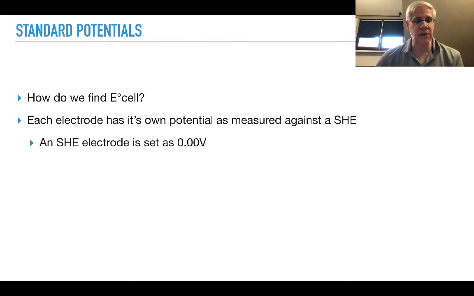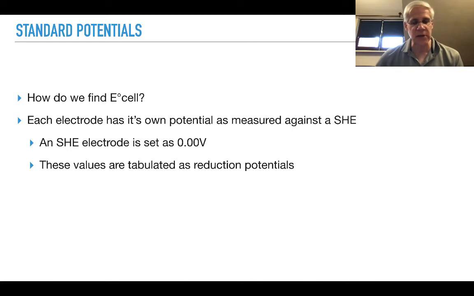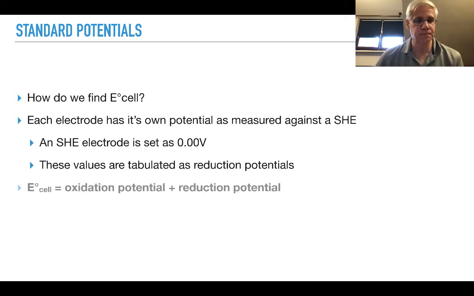We set that standard hydrogen electrode right at 0 volts, and because we have to worry about whether we are looking at a reduction process or an oxidation process, we want to make sure that's standard as well. And so all of our potentials are tabulated as reduction potentials. Even if something doesn't want to be reduced, we still show its reduction reaction and give it a reduction potential.